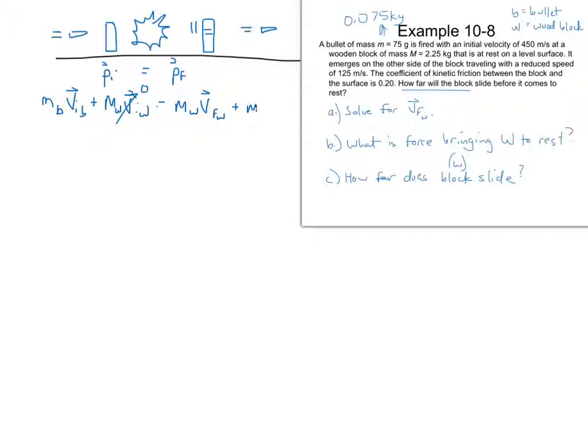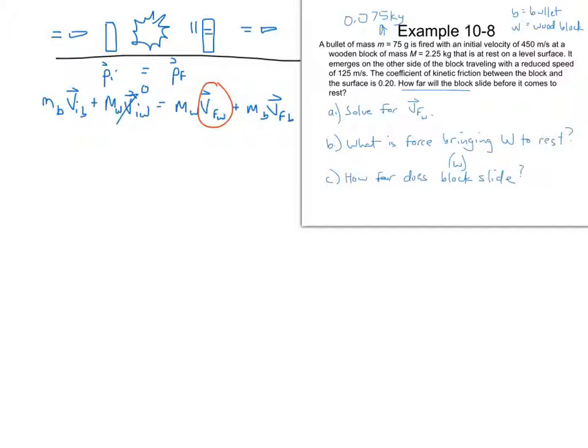Plus mass of the bullet times the final velocity of the bullet. Okay? That's what we're looking for right there. So we want to solve for what? We want to solve for this final velocity of the wood block right there. So let's rearrange everything and solve for that.